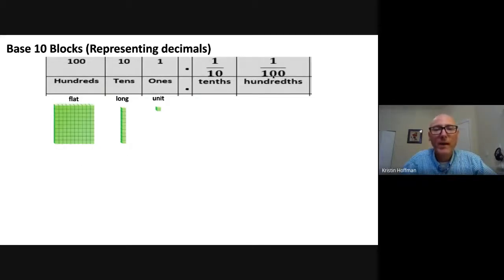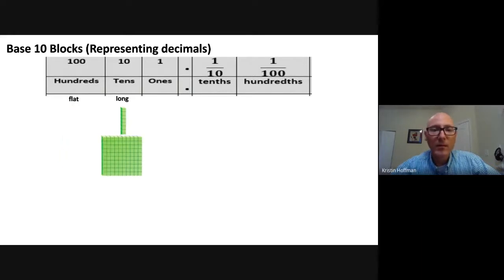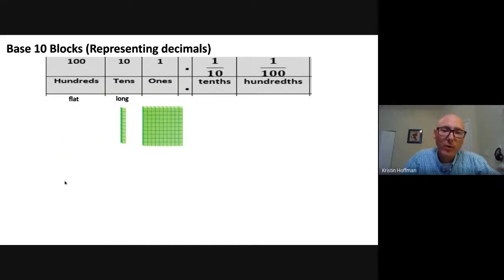So when we extend over to the right of the decimal, we're going to reassign the values of the flat, the long, and the unit. So we're not going to use the unit as a 1 anymore. Instead, we're going to put the flat there. So now, instead of each little cube, each unit inside of here representing a 1, it's going to represent less than 1. Since there's 100 of them, each one is 1/100th. So that's where our unit's going to go.